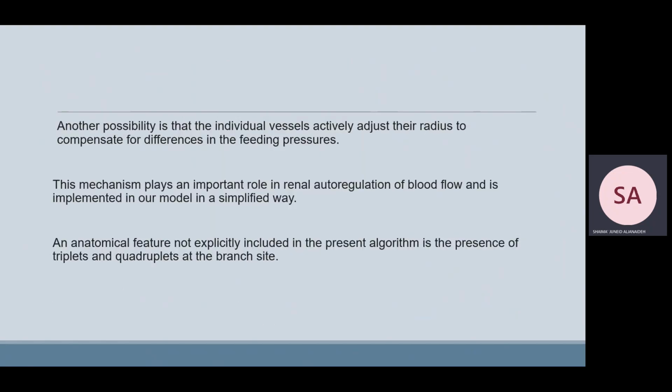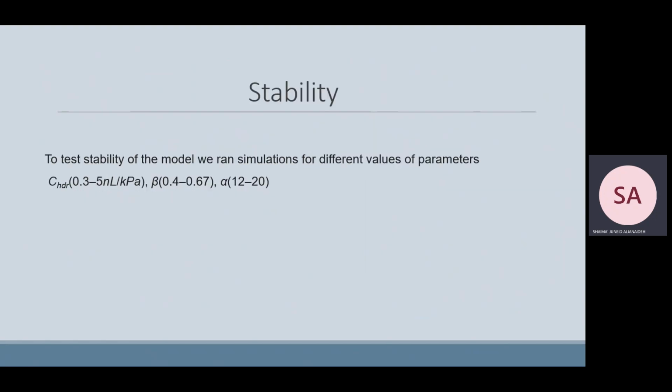Another possibility is that the individual vessels actively adjust their radius to compensate for differences in the feeding pressures. This mechanism plays an important role in renal autoregulation of blood flow and is implemented in our model in a simplified way. An anatomical feature not explicitly included in the present algorithm is the presence of triplets and quadruplets at the branch site. About the stability, to test the stability of the model, we ran simulations for different values of parameters, such as vessel compliance, beta and alpha.